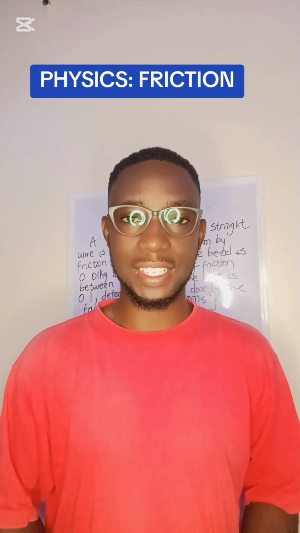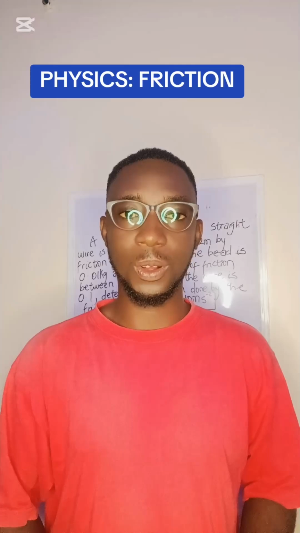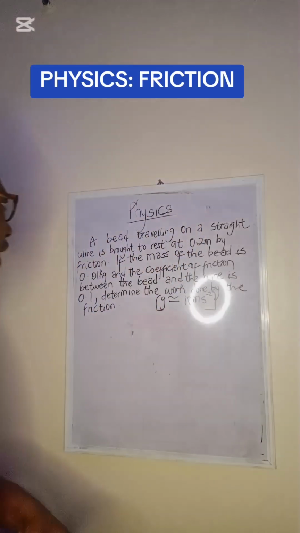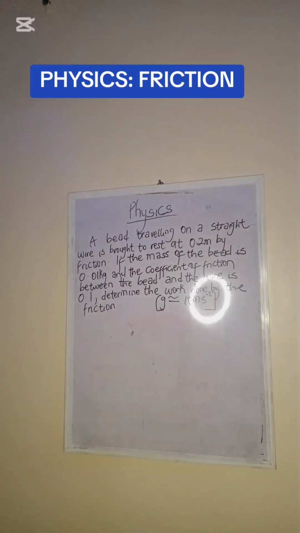And in today's physics class, we're solving a problem under friction. On the board, we have a bead traveling on a straight line is brought to rest at 0.2 meters by friction. If the mass of the bead is 0.01 kg and the coefficient of friction between the bead and the wire is 0.1, determine the work done by the friction. We're given that acceleration due to gravity g is approximately 10 meters per second squared.